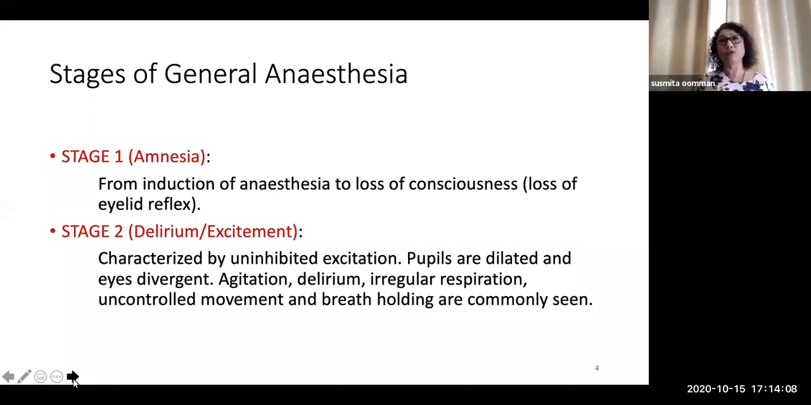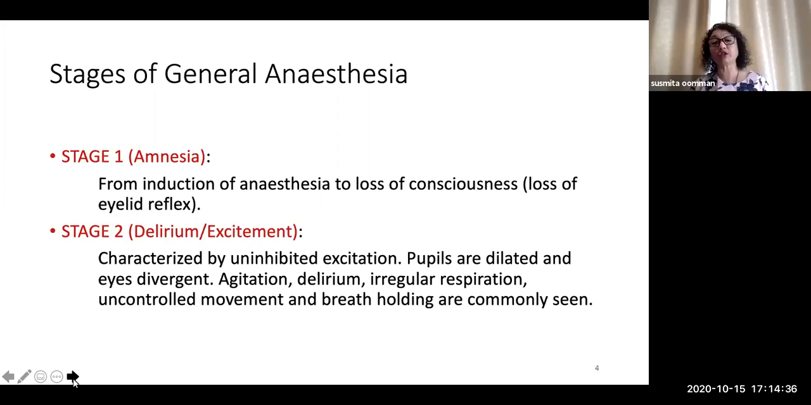Now we no longer use ether and we no longer pour anesthetics on patients' faces anymore. But stages have come out, and we say stage one is from the induction of anesthesia to the loss of consciousness, which we check by the eyelid reflex. If there's a blink, that means the patient is not deep enough. So we keep on pouring our anesthetic agent till the patient stops that reflex.